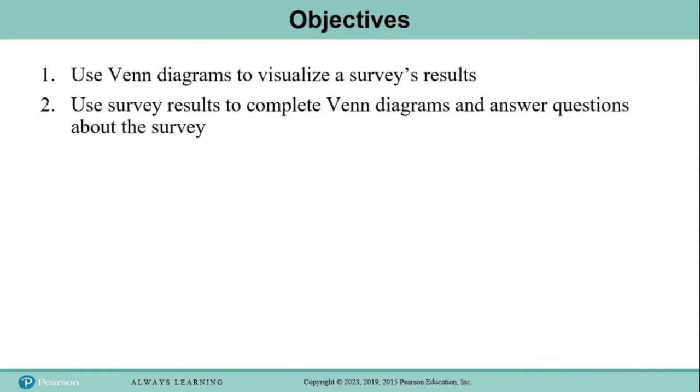So last time in section 2.3 we learned how to read and draw Venn diagrams. Today in section 2.5 we're going to do two things with our Venn diagrams. We're going to use a Venn diagram to visualize a survey's results, and then given a survey's results we're going to draw the matching Venn diagram and use that to answer questions about the survey.